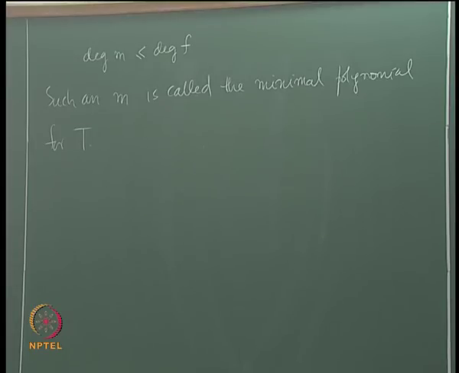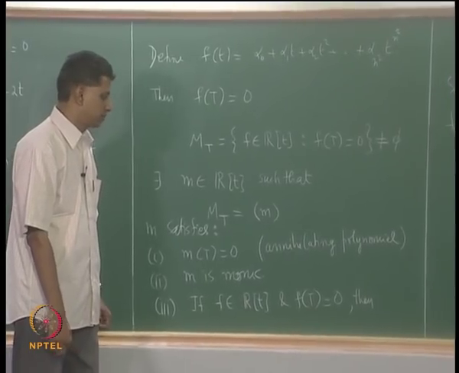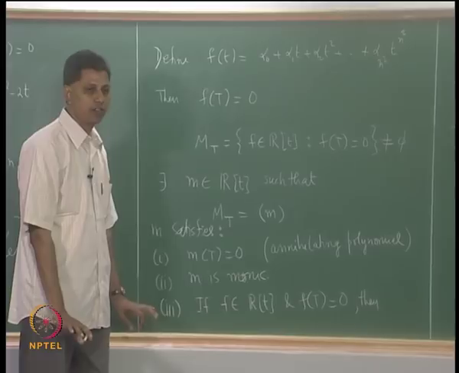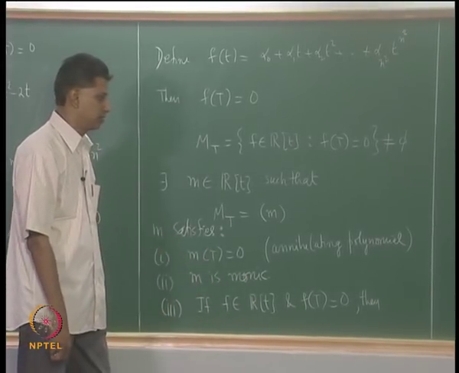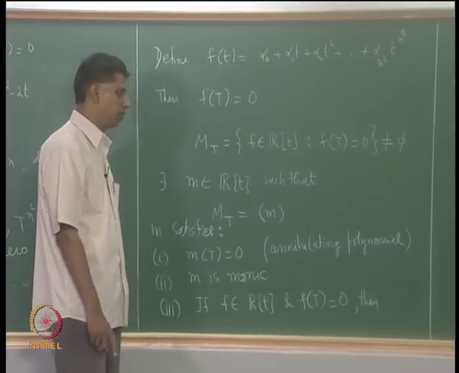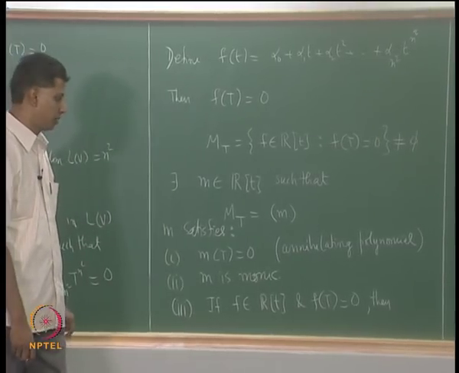In the worst case, when you do not know what an algebra is, what a subring or what an ideal is, you can take it for granted that this definition is sensible. There is a minimal polynomial for each operator.